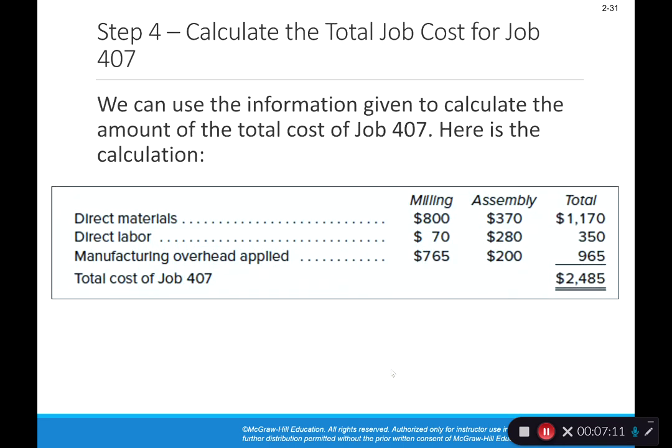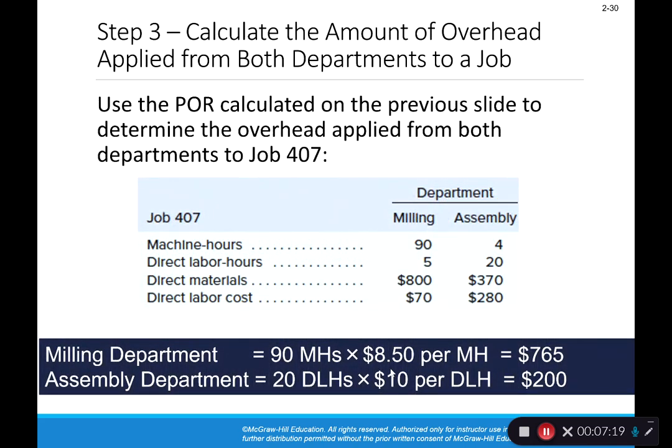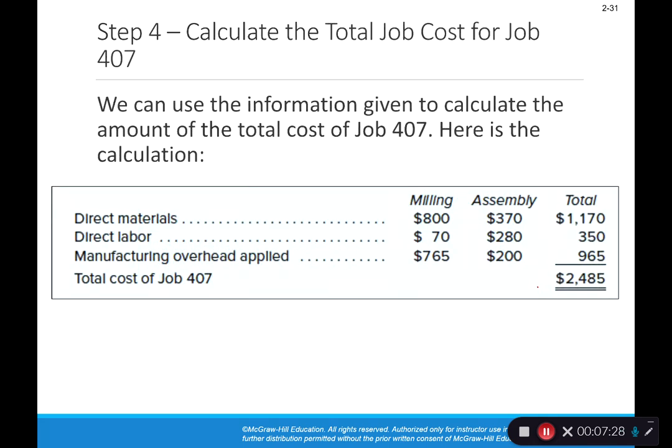So then when we want to figure out the overall job costs, we're going to include the materials and labor costs from each department. And if we go back a slide, we could see the materials and labor costs for each department is given right here at the bottom. So those are given numbers. So we have those numbers again right here. And then we have our 765 and 200 overhead applied that we calculated. And then we add it all together to get our total job cost, which is $24.85.